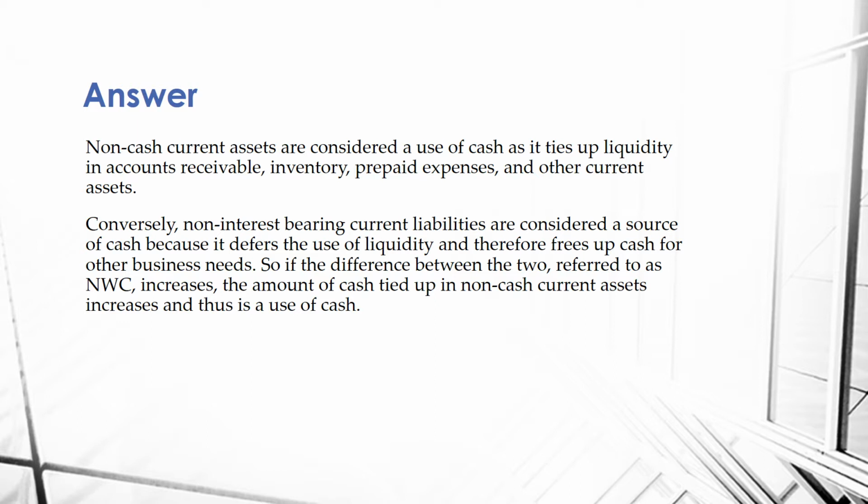So if the difference between the two, referred to as net working capital, increases, the amount of cash tied up in non-cash current assets increases and is thus a use of cash. If net working capital were to decrease from period 1 to period 2, then that is a source of cash and it would be added to the free cash flow calculation.